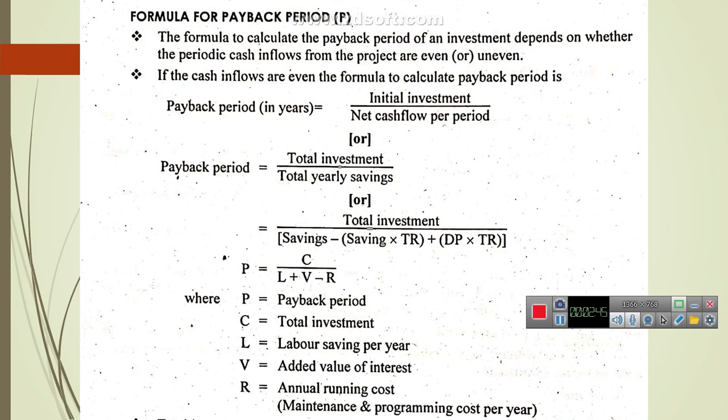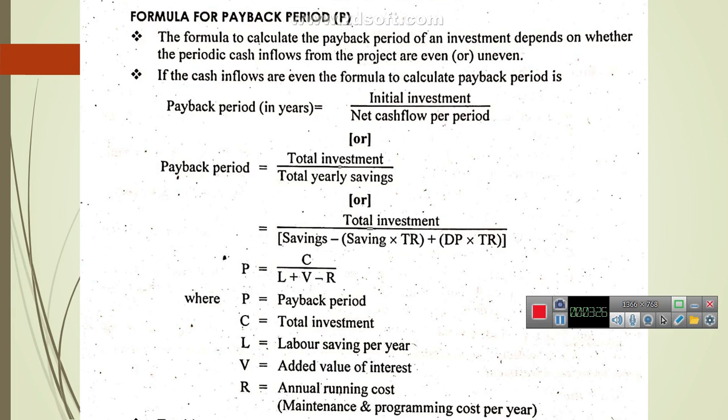Now the formulas of the payback period method. The formula to calculate the payback period of an investment depends on whether the periodic cash inflows from the project are even or uneven. Payback period in years is the initial investment divided by net cash flow per period, or total investment divided by total yearly savings, or total investment divided by savings minus savings times TR plus DP times TR. So P equals C divided by L plus V minus R.